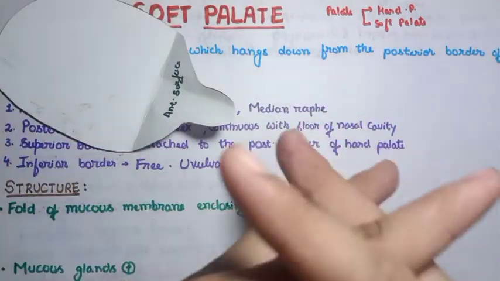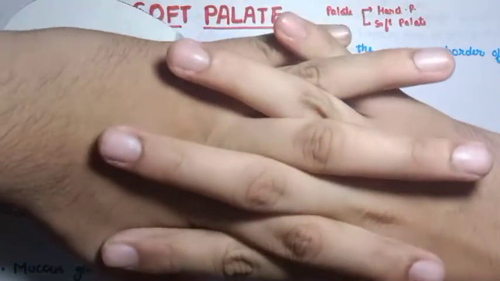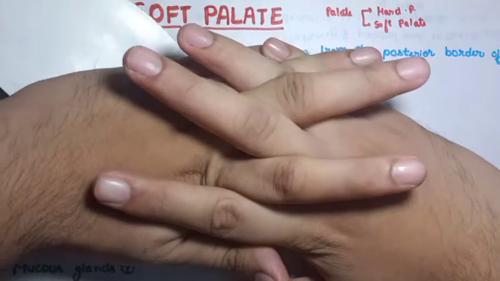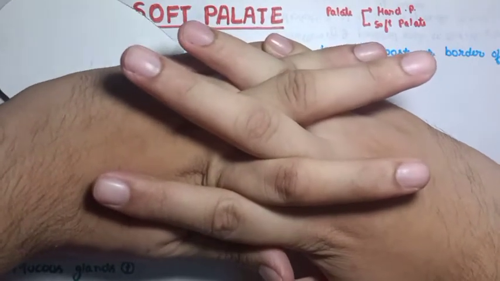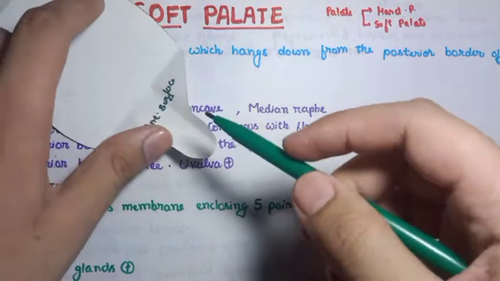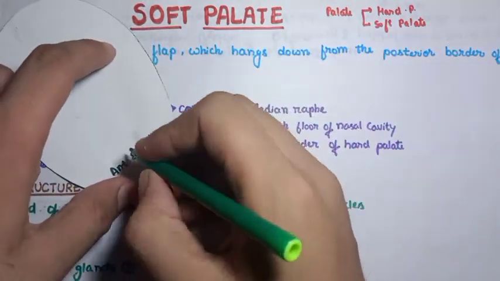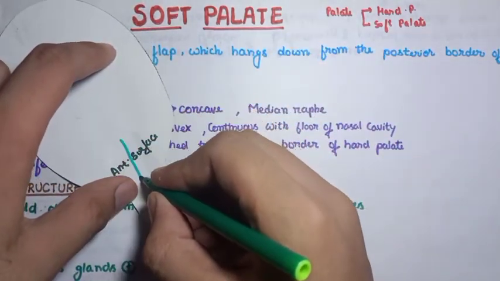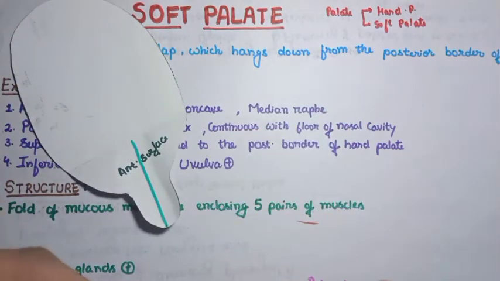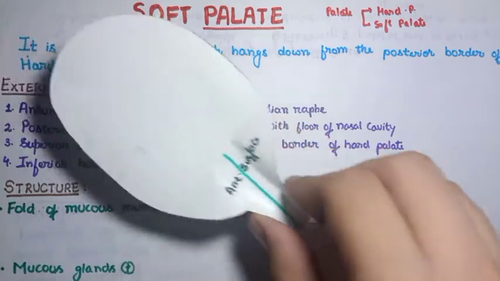What do you understand by raphe? These muscles or sometimes fiber structures, when they cross like this, then in the center a line is formed. That's called a raphe. So on the anterior side, which is concave, a median raphe is present by the interlocking of fibers and muscles. So it has a central median raphe. This point also you should remember.